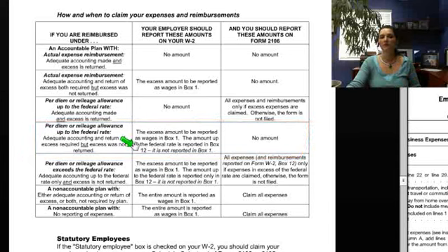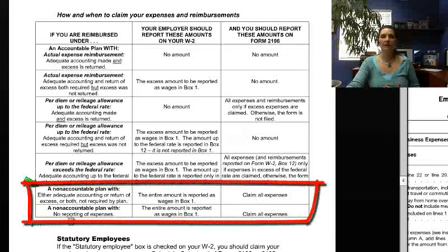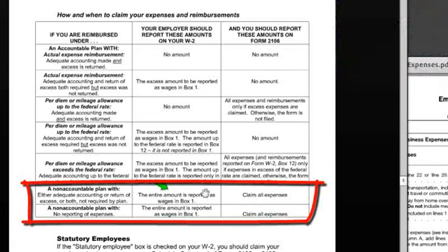Now, sometimes you're working under a completely non-accountable plan. As I described earlier, your employer just gives you an allowance. There's no requirement to report back. And if they do that, they're going to report the full amount in your W-2 as wages, and any allowable amounts you have to claim for the year are claimed in full on Form 2106.